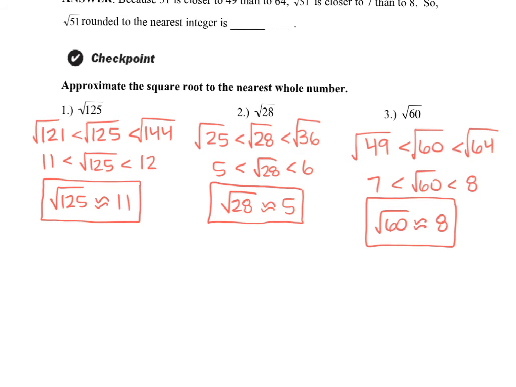The square root of 28 would be between 5 and 6, but since 28 is closer to 25, it would be closer to 5. And the square root of 60 would fall between 7 and 8, but since 60 is closer to 64 than to 49, we know that the square root of 60 would be closer to 8 than to 7.